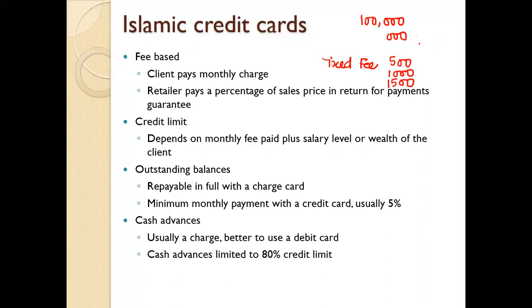So it will be good to review what we have learned here and to check the credit card provided by Islami Bank Bangladesh Limited. You see that we have mentioned how fees are charged by a credit card providing Islamic bank, and how the credit limit is set. As with conventional banks, they look at the wealth level and the monthly income level. And if there is an outstanding balance, it should be repaid by the due date.